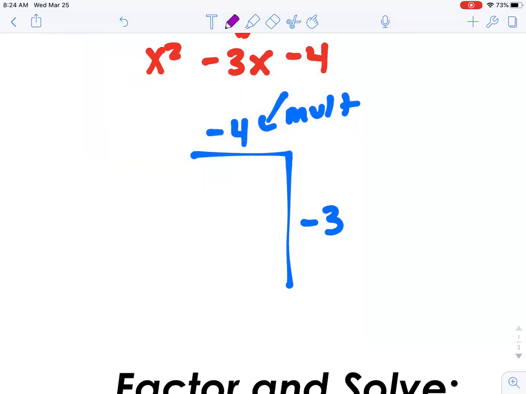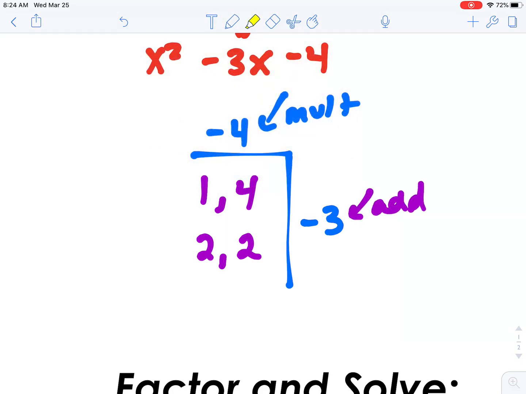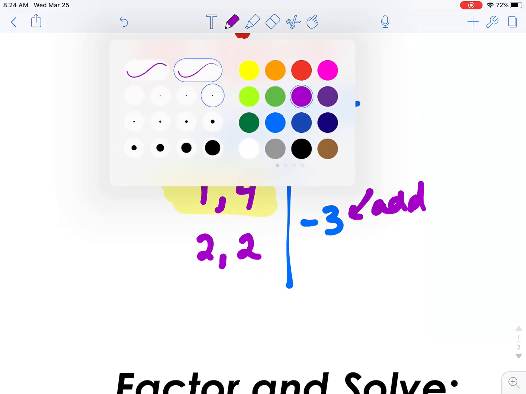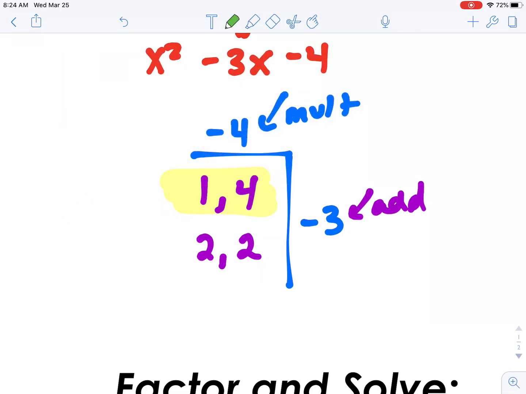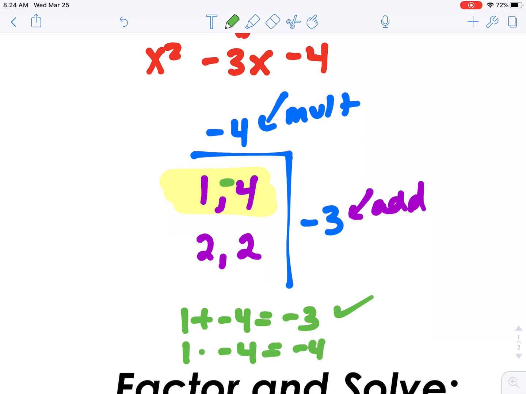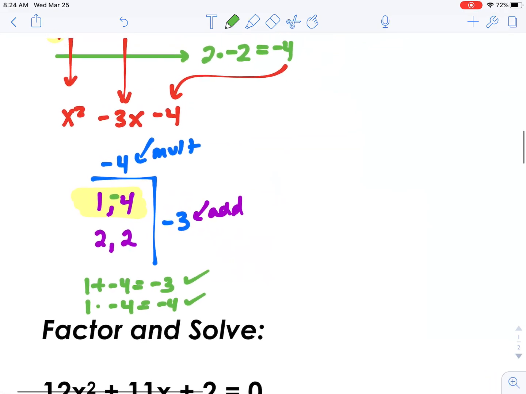There's two ways to multiply to 4. One of them is 1 and 4, and the other is 2 and 2. Which combination would help us add to a negative 3? That's going to be our 1 and 4. But what we need to do now is think about our signs. We want to add to be a negative 3, so it's going to be a negative 4. And I want you to always check this. No need to continue if you don't check to make sure things add and multiply correctly.